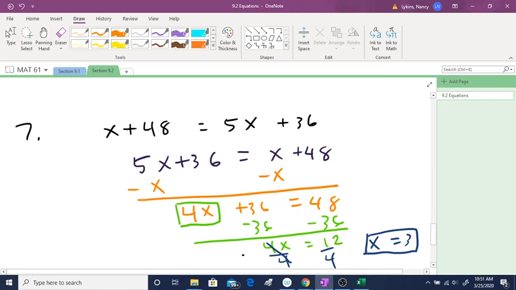So now if you put 3 back into the original equation, you would get 51 equals 51. That is a true statement.